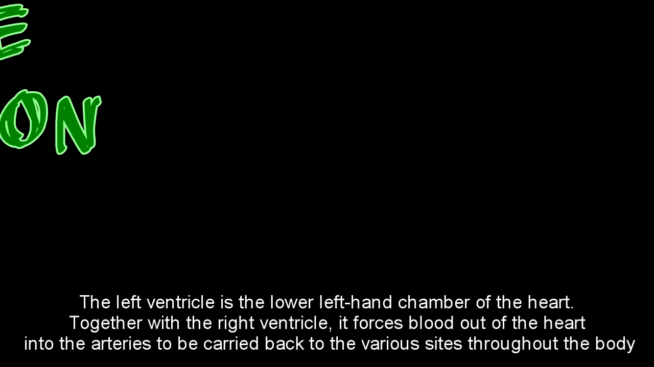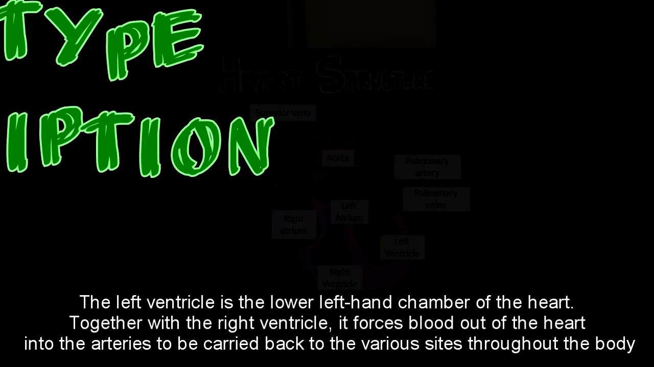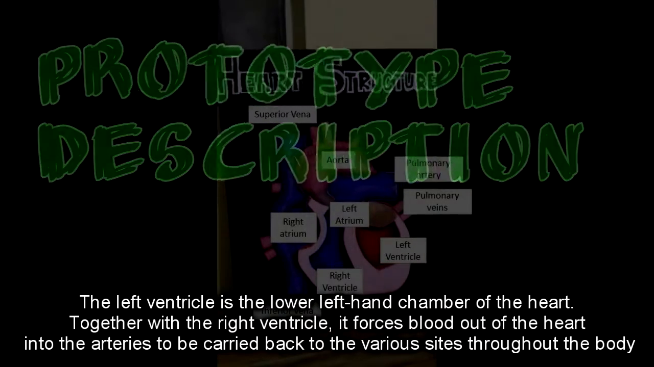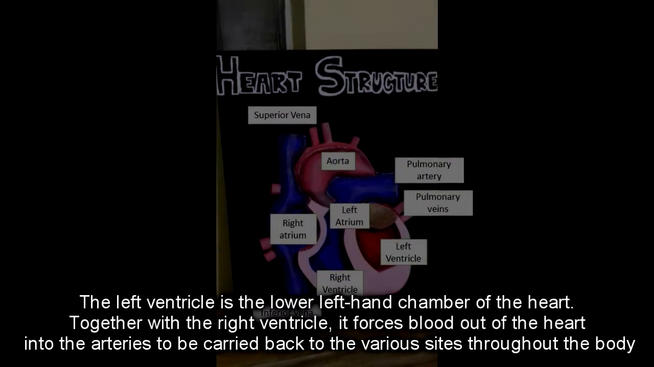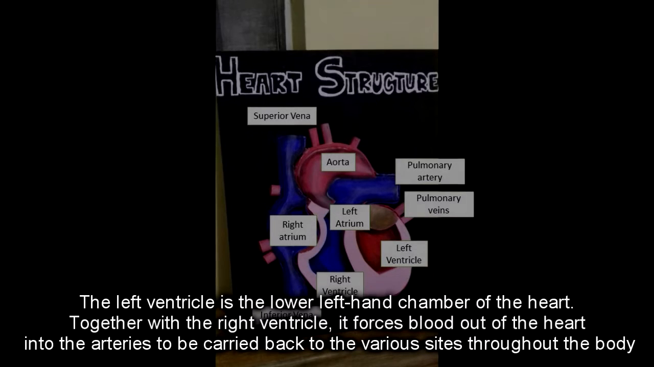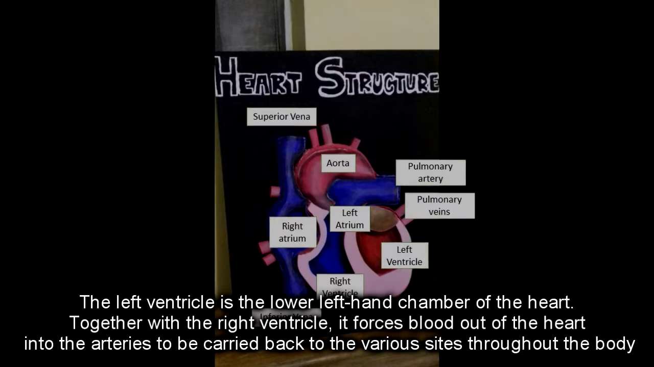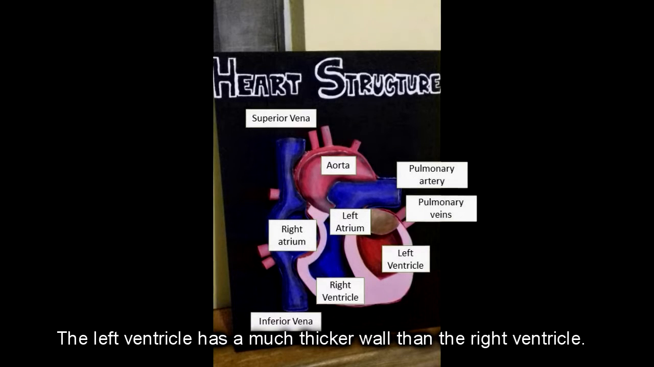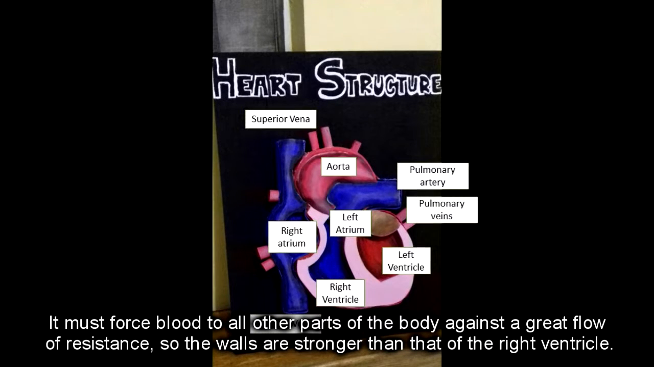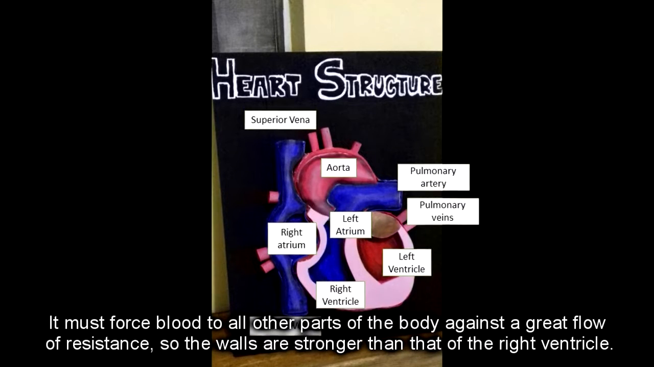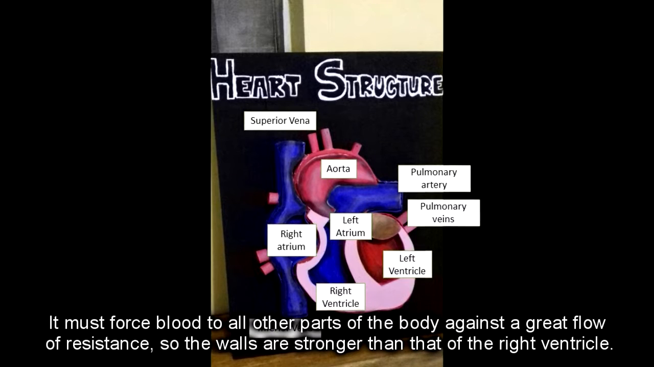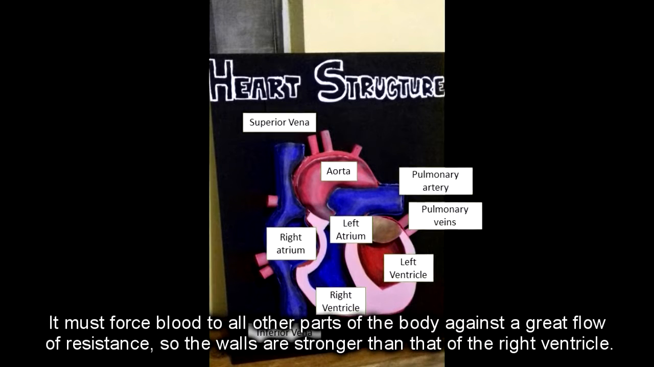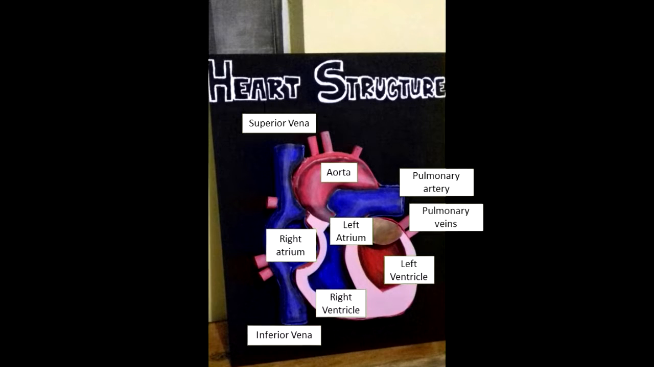The left ventricle is the lower left-hand chamber of the heart. Together with the right ventricle, it forces blood out of the heart into the arteries to be carried back to the various sites throughout the body. The left ventricle has a much thicker wall than the right ventricle. It must force blood to all other parts of the body against a great flow of resistance, so the walls are stronger than that of the right ventricle.